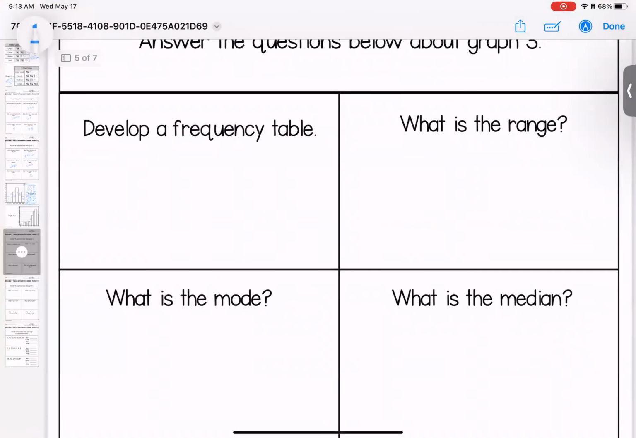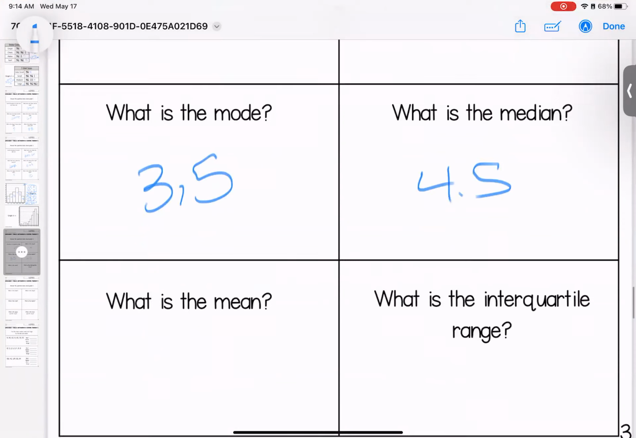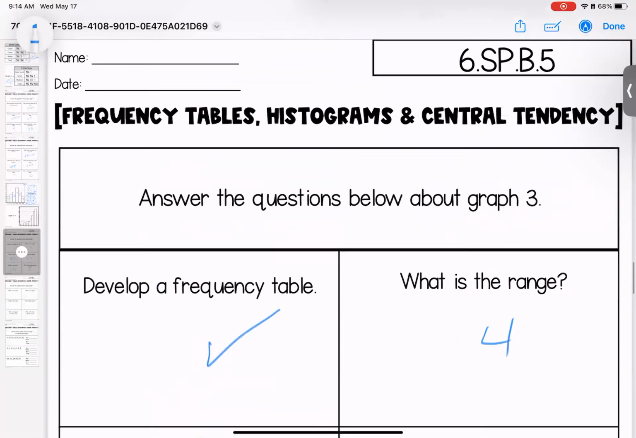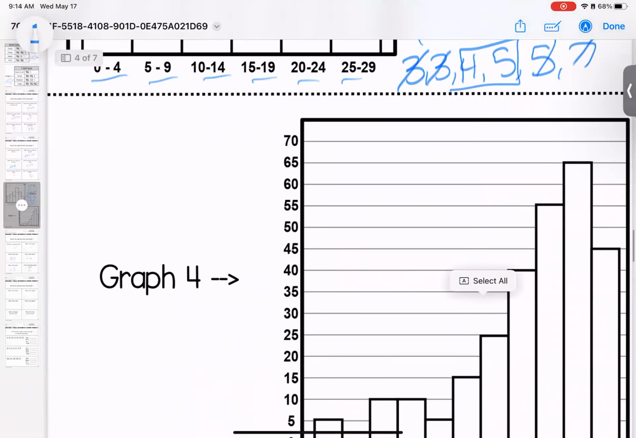All right, so coming down here, we did the frequency table on the first page. Range is 4, modes were 3 and 5, median was 4.5, mean was also 4.5, and the interquartile range is 2. All right, loves, on to graph number 4.